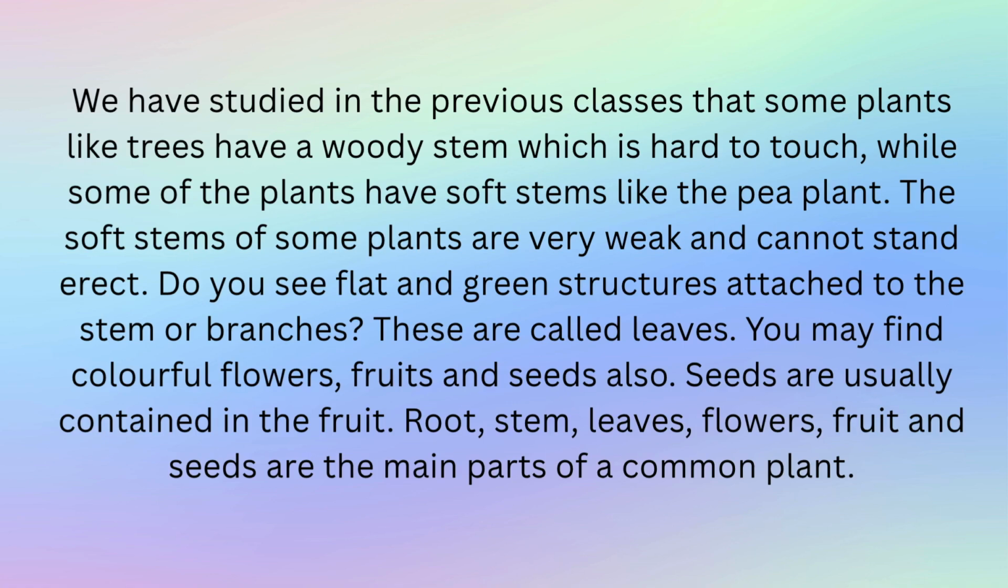The soft stems of some plants are very weak and cannot stand erect. Do you see flat and green structures attached to the stem or branches? These are called leaves. You may find colorful flowers, fruits and seeds also. Seeds are usually contained in the fruit. Root, stem, leaves, flowers, fruit and seeds are the main parts of a common plant.